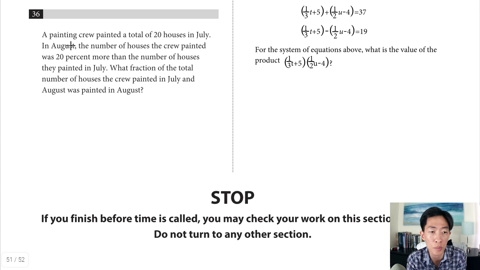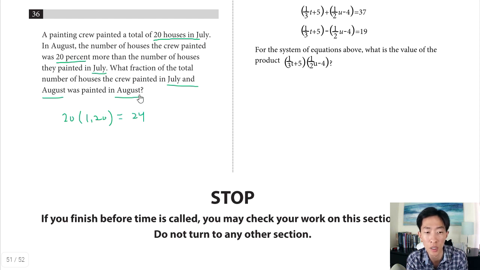Question 36, it says a painting crew painted a total number of 20 houses in July. In August, the number of houses the crew painted was 20% more than the number of houses in July. What fraction of the total number of houses the crew painted in July and August was painted in August? So we have to figure out how many houses were painted in August. If they say they painted 20 in July and 20% more in August, I'm going to multiply that by 1.20, as we discussed before. That's going to give you 24.